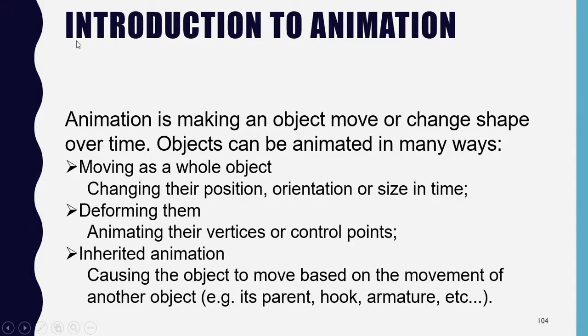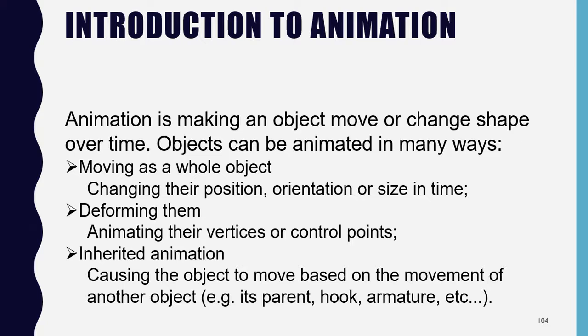Animation is making an object move or change shape over time. There are other properties you can animate as well. Objects can be animated in many ways, moving as a whole object, or by changing their position, orientation, or size over time. So maybe at 0 seconds it's doing something, and at 2 seconds it's doing something different. Those are the things you bear in mind when animating: at each point in time, a property of the object changes. That's how you create the illusion of animation.